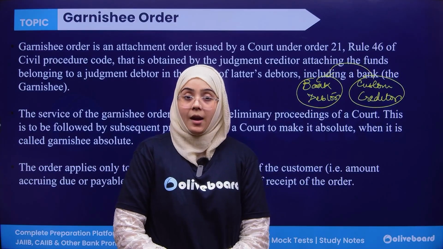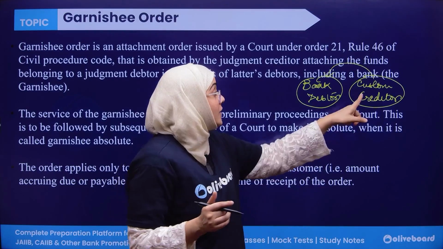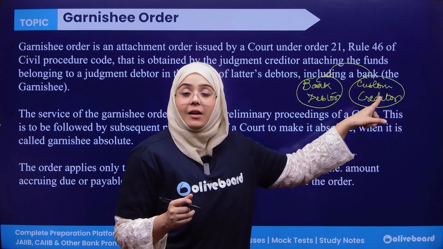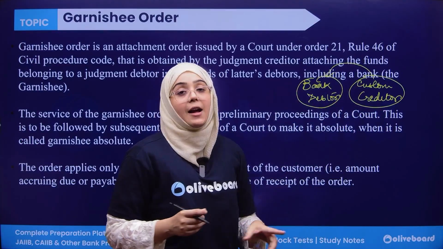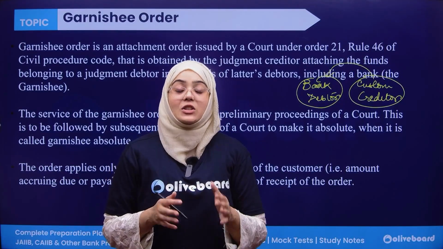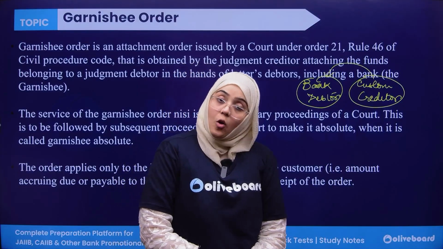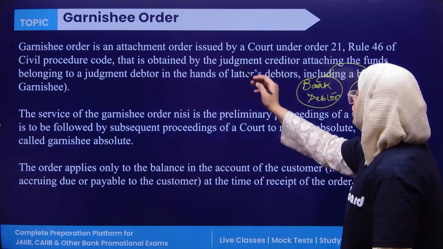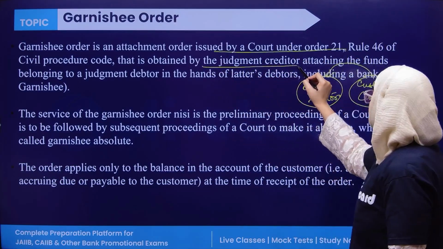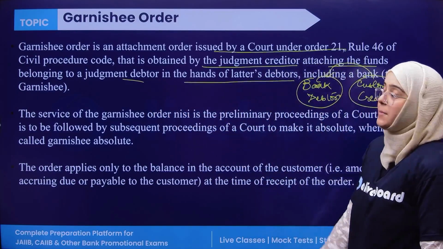the bank. So the garnishee order is issued in favor of the judgment creditor. The creditor is the customer. In favor of the creditor, meaning the customer, it orders the bank to deposit back the amount which is due on the bank side. This is known as the garnishee order. So a garnishee order is issued by the court, obtained by the judgment creditor, attaching the fund belonging to the judgment debtor in the hands of a third party.